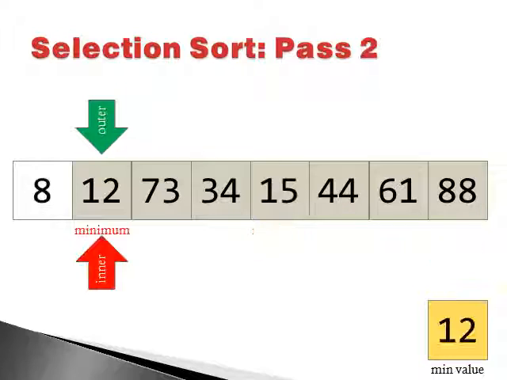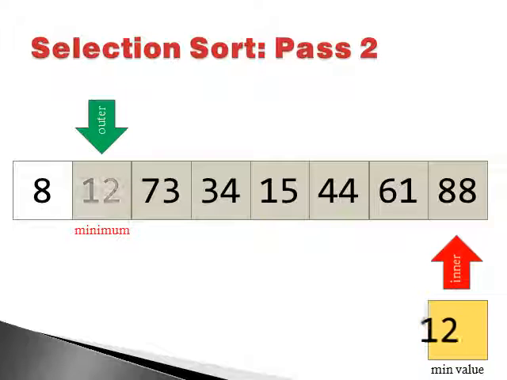When that happens, inner loop resets, and so does the minimum. And in this case, the minimum value is 12. Then the inner loop goes to the next index. 73 is not less than 12. 34 is not less than 12. 15 is not less than 12. 44 is not less than 12. 61 is greater than 12. And 88 is greater than 12. So that means I take away the 12 and replace it with the minimum value 12, which basically means nothing happened. Then that one's sorted.